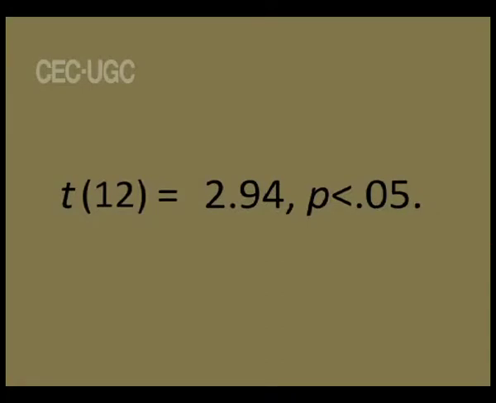And how do we represent the result we obtain from the t-test? We write it as follows. A small t followed by brackets in which we write the degrees of freedom. For this example, we had found that the degrees of freedom would be 12. And so we write t followed by 12 in brackets is equal to 2.94, comma, p, which represents the level of significance. So, p is less than 0.05.